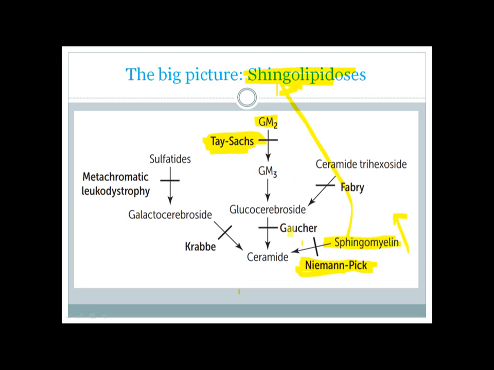Next important disease is Gaucher disease. Gaucher disease has the G, and this G is for glucocerebrosidase. So I'm not making things harder for you. In Gaucher disease, there is a G, and the substance involved is called glucocerebrosidase, which also has a G.